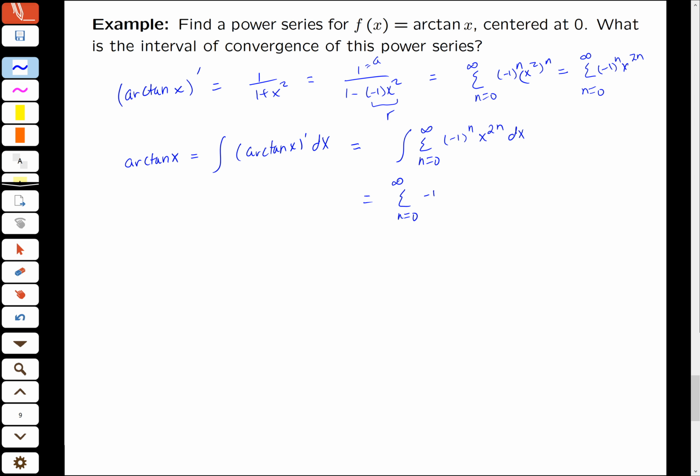Minus 1 to the n is constant, and I have x to the 2n dx. What is the integral of x to the 2n? Add 1. Plus 1, yes, over 2n plus 1. There's our integral. And of course, we need our plus c. Solve for c.